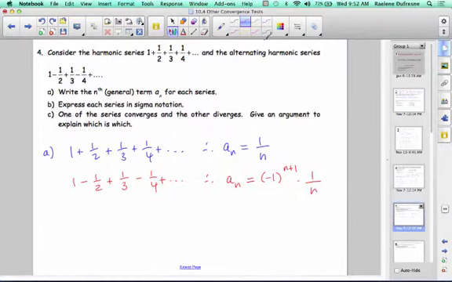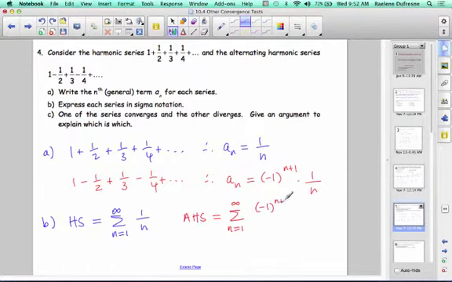And part B says to express each series in sigma notation. So the harmonic series is equal to the sum from n equals 1 to infinity of 1 over n, and the alternating harmonic series is equal to the sum from n equals 1 to infinity of (-1) to the n plus 1 divided by n. And in part C it says that one of the series converges and the other diverges. We don't really know that one of them converges yet, but if we're told that, we have to come up with an argument to explain which is which.